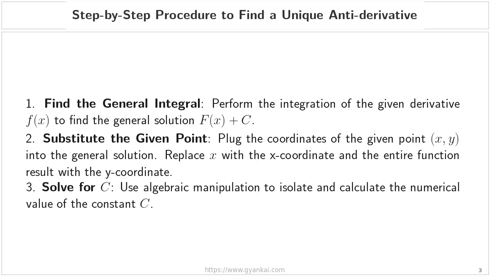Step 3. Solve for C. After substituting, we'll have an equation with C as the only unknown. This step involves using basic algebra to isolate and solve for the numerical value of C. It's just a matter of rearranging the equation to get C by itself on one side. Step 4.